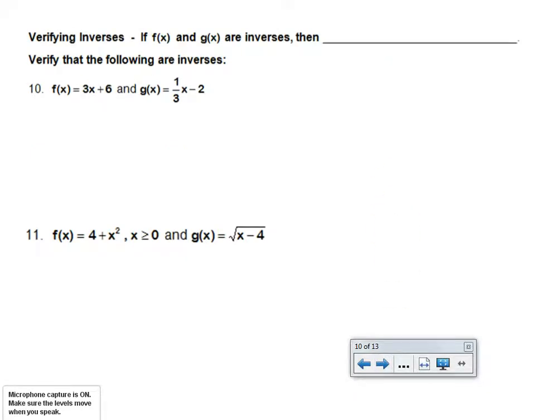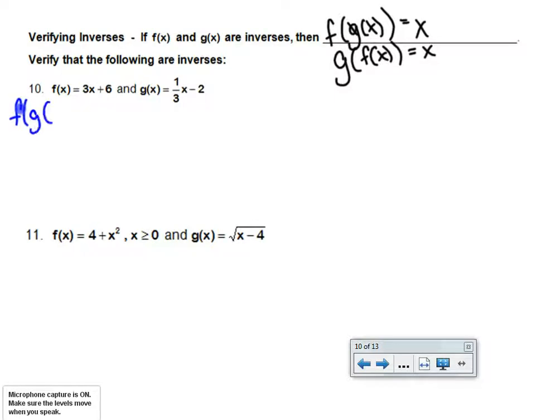Verifying that two functions are inverses of each other is done through composition. So if f of g of x undoes each other, and you end up with x, but also g of f of x has to happen. So let's start with f of g of x. If I take the function g, put it inside of the function f, 3 times something plus 6 is f, and then g goes inside of that. And then we're going to simplify. So I end up with x minus 6 plus 6, which does indeed give me an x.